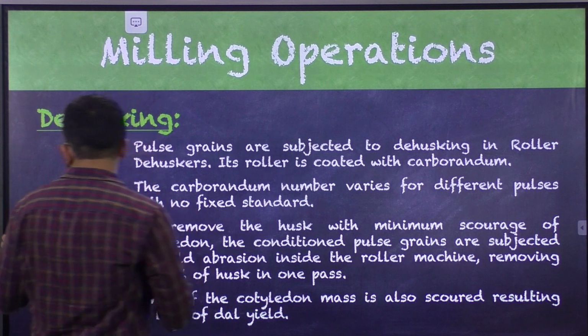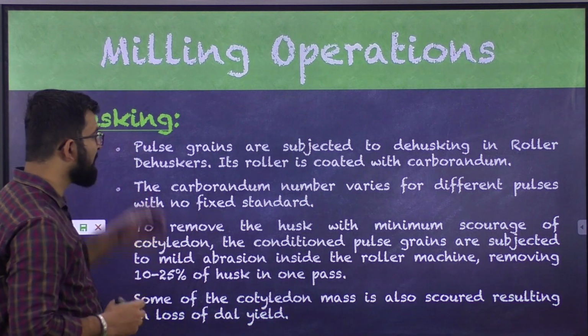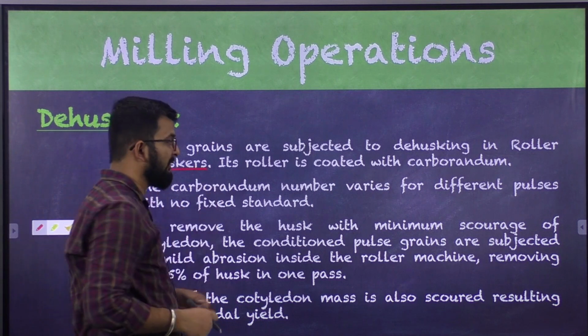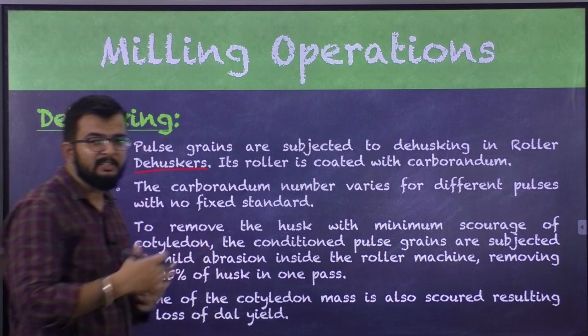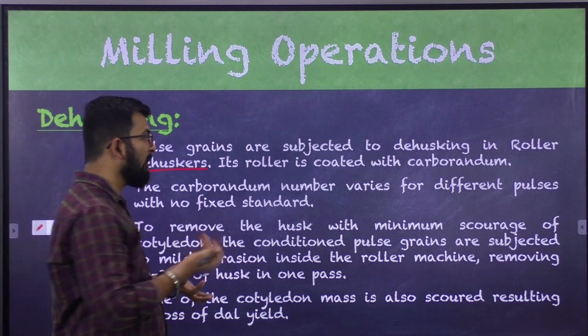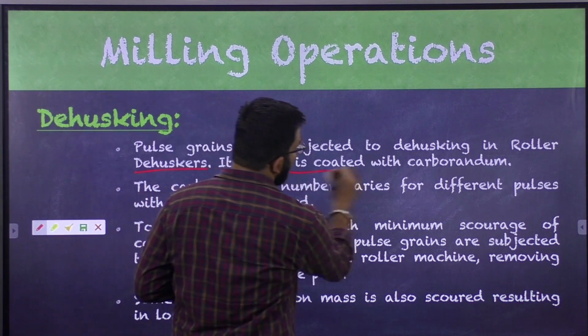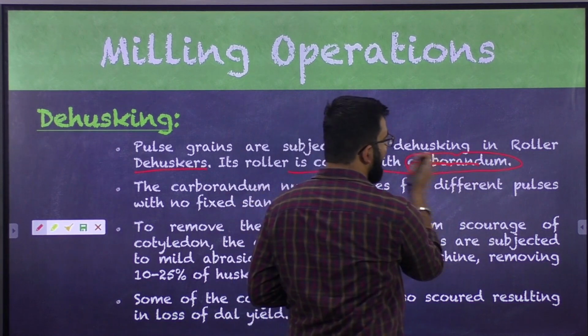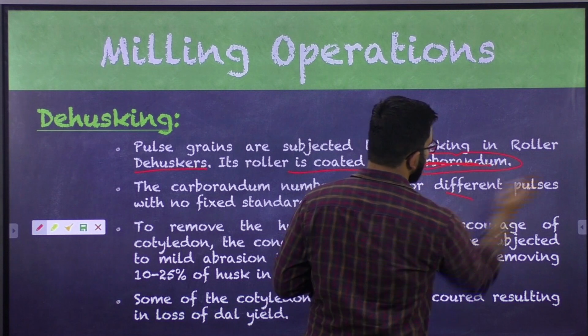dehusking. In dehusking, pulse grains are subjected to dehusking in a roller dehusker. Your roller dehuskers are there, we have studied them in rice milling also. In a roller dehusker, the roller is coated with carborundum, which is a very abrasive material.